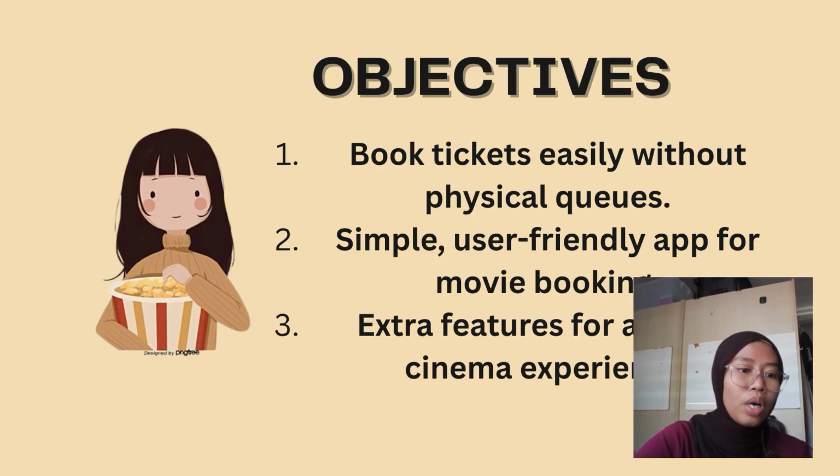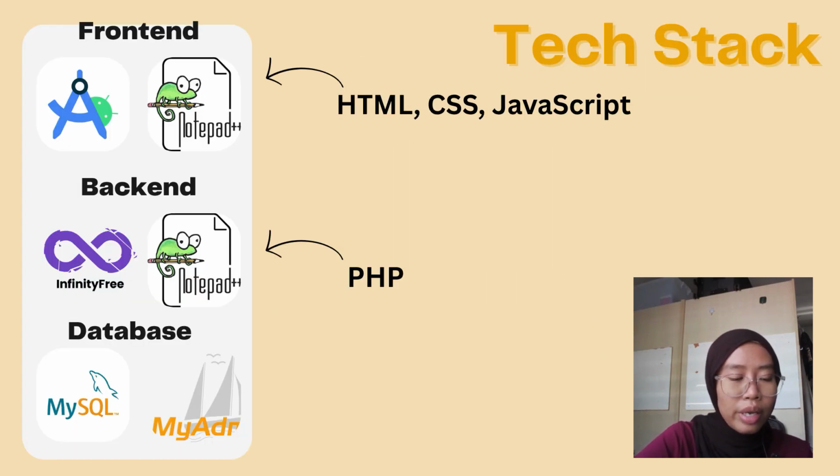The objective of creating this movie ticket booking system app is, first, to make booking tickets easy without having to queue. Second, I want to make a simple, user friendly app for movie booking, and I want to add extra features for a better cinema experience for the customer. And these are the technology and tools used to create this mobile app.